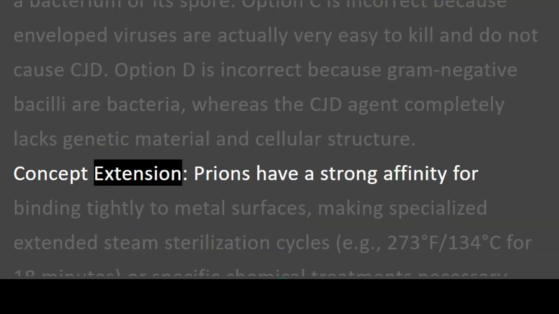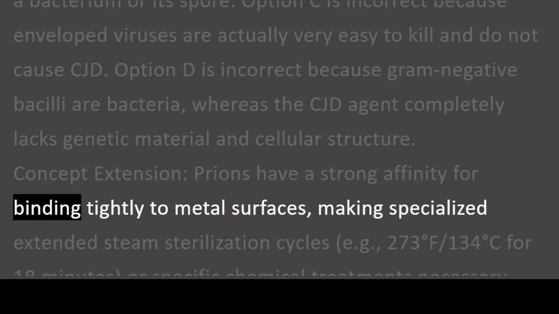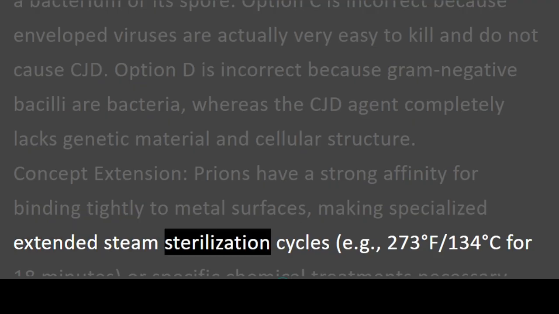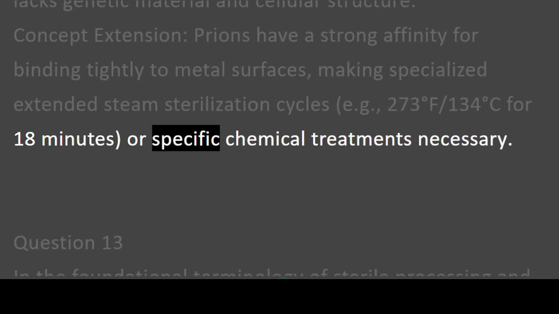Concept extension. Prions have a strong affinity for binding tightly to metal surfaces, making specialized extended steam sterilization cycles, e.g., 273 degrees Fahrenheit or 134 degrees Celsius for 18 minutes, or specific chemical treatments necessary.